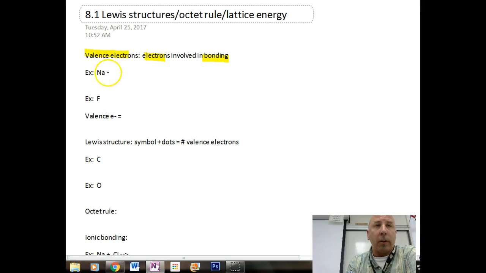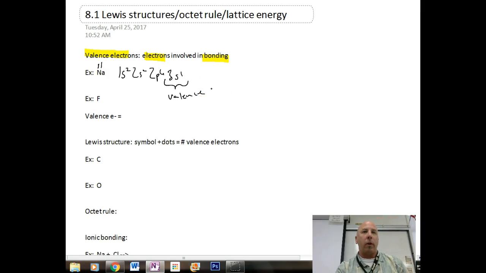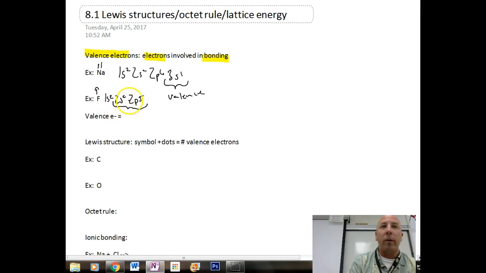And so if we were to write the electron configuration, for example, of sodium, sodium has 11 electrons in a neutral atom: 1s2, 2s2, 2p6, 3s1 would be its electron configuration. Its valence electron would be this lone 3s1 electron that is lost when sodium forms an ion. Or if we were to write the electron configuration of fluorine, with 9 electrons: 1s2, 2s2, 2p5, these outside highest energy electrons would be our valence.